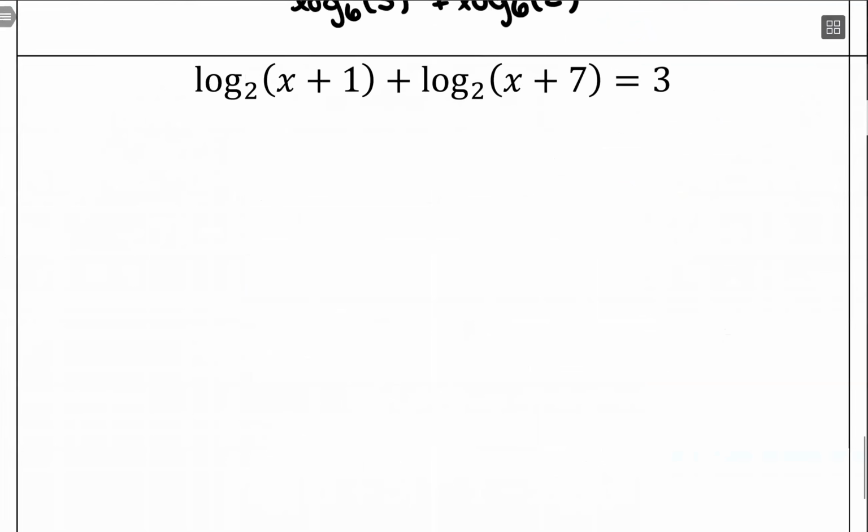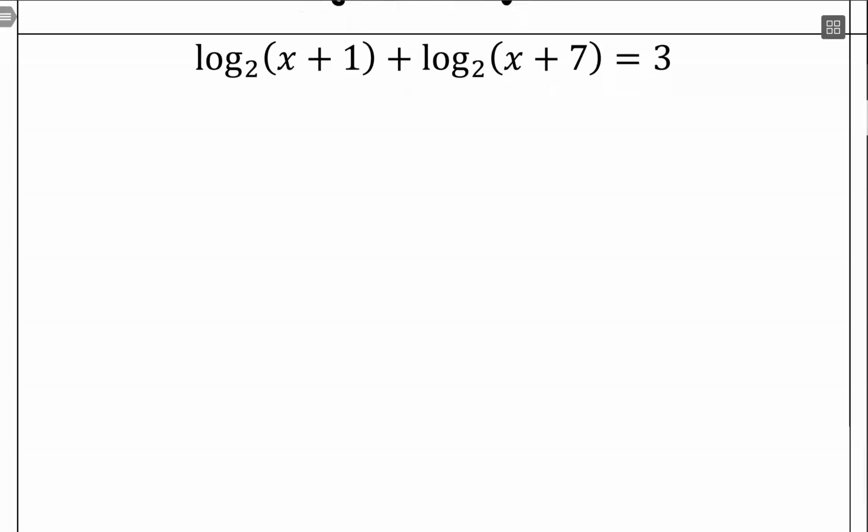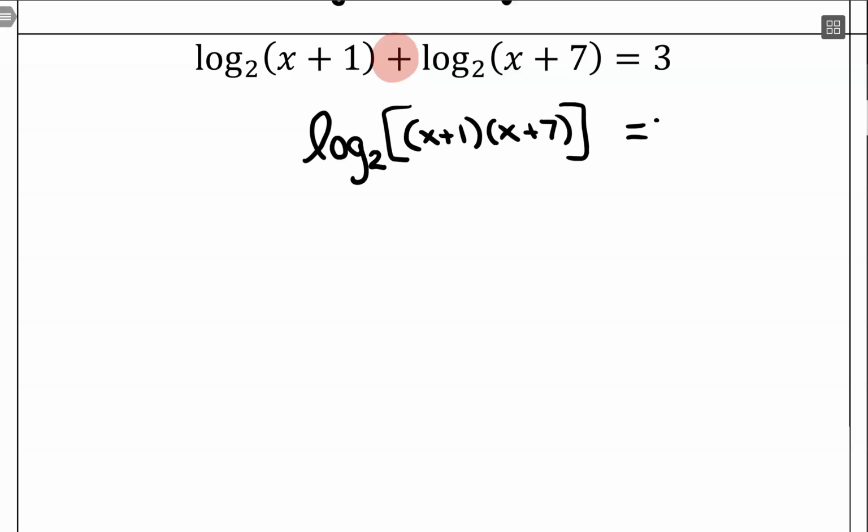All right, let's do 2 more of these. So here we have addition between the two logarithms. So we can combine them to a single logarithm with multiplication of the inside, so the x plus 1 times x plus 7 equals 3. And then we can change to exponential form. I'm going to go ahead and FOIL out the x plus 1 times x plus 7, which would give us x squared plus 8x plus 7 equals base of 2 to the third power.